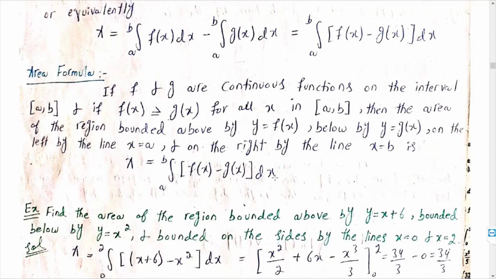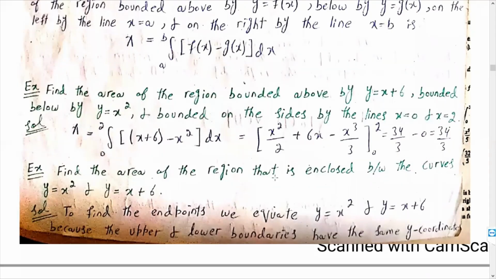Now here is a very simple example. Find the area of the region bounded above by y equals x plus 6 and bounded below by y equals x squared and bounded on the sides by the lines x equals 0 and x equals 2.